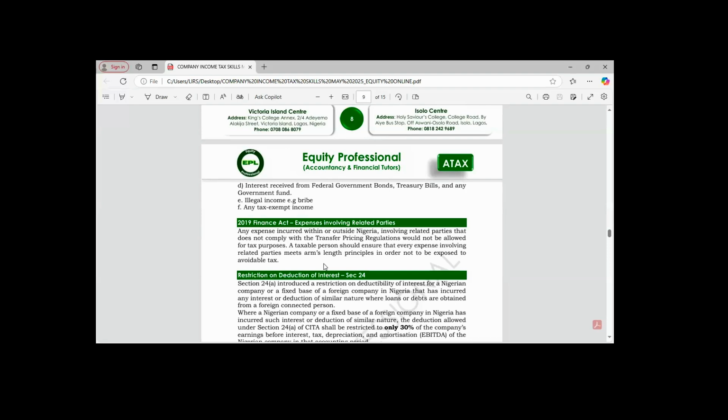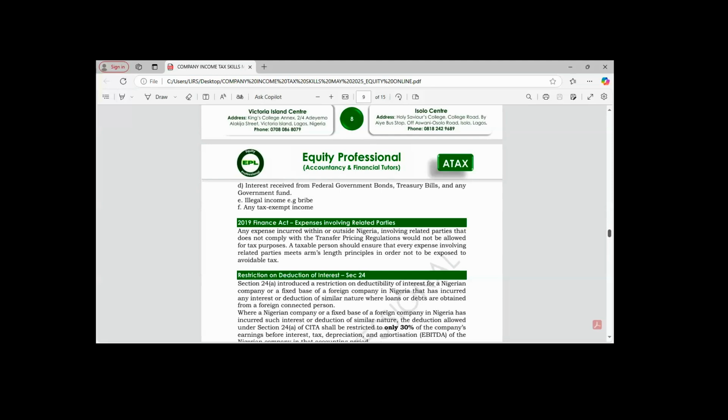Then when I was mentioning allowable expenses, I made mention of interest. I told you that it is not expected that you must use your own money to do the business. You can decide to borrow money. Any interest you are paying on that money borrowed is an allowable expense. But there is a rule guiding interest on loan, when the loan is between related parties. That is, a parent company borrowing money from their subsidiary.